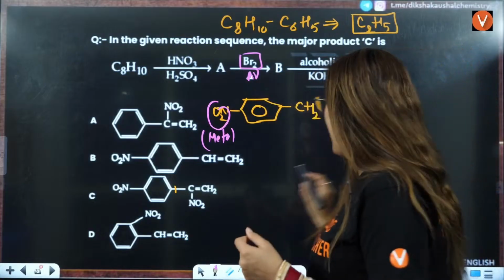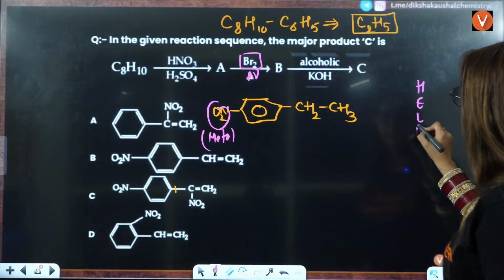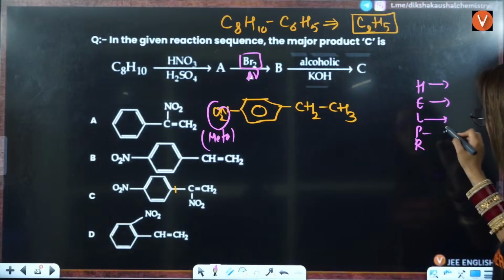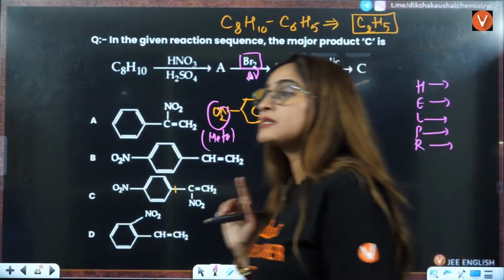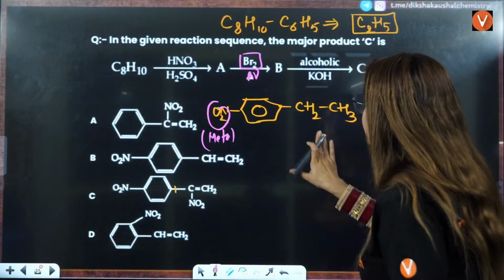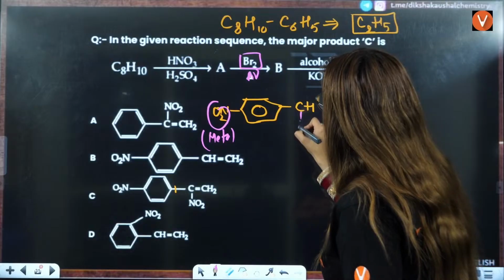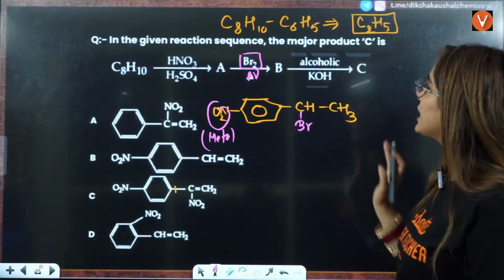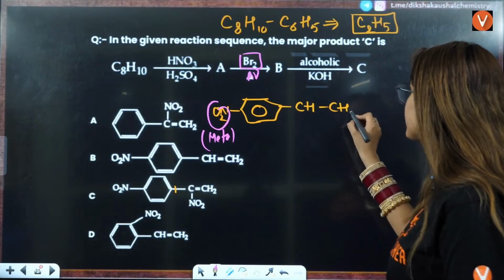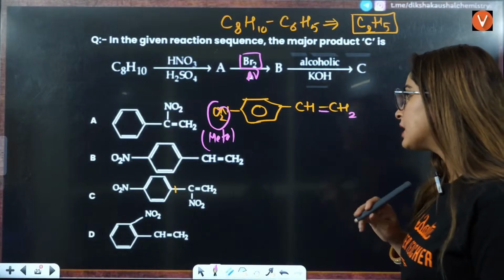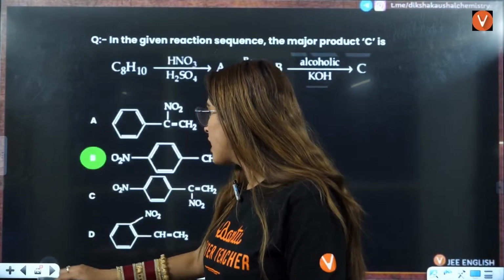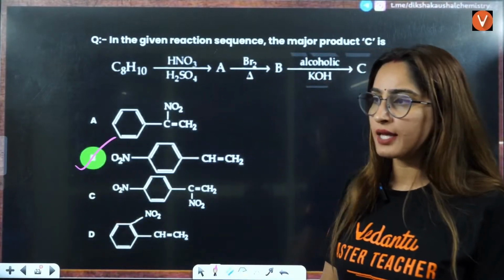Whenever you have HELPR, that means either you have heat, electricity, light, any peroxide or any radical. This is going to give you free radical mechanism. So there will be benzylic substitution. That means this is the benzylic position, and this will be substituted. Then you add alcoholic KOH. That means Br will be removed, H will be removed, so there will be a double bond here. So the answer should be B. I think the answer is B only. So B is the correct answer here, right?